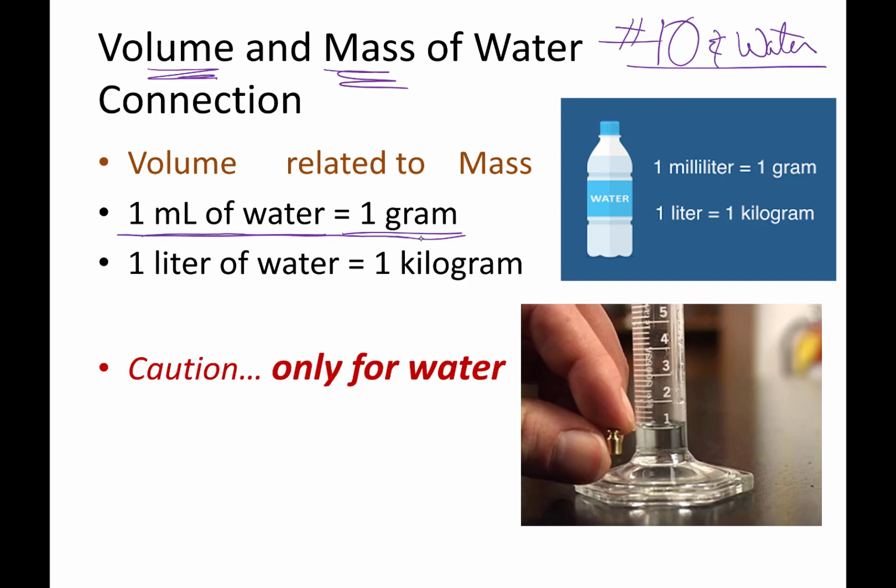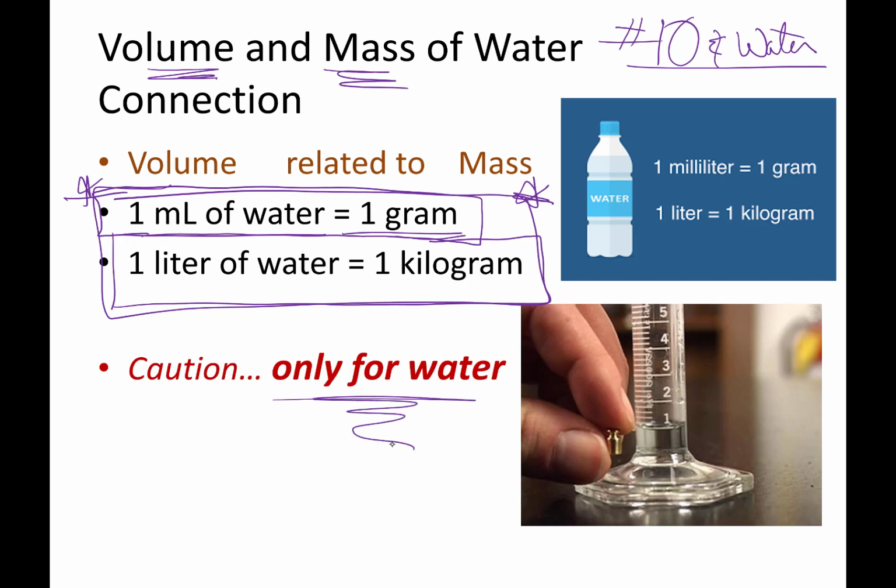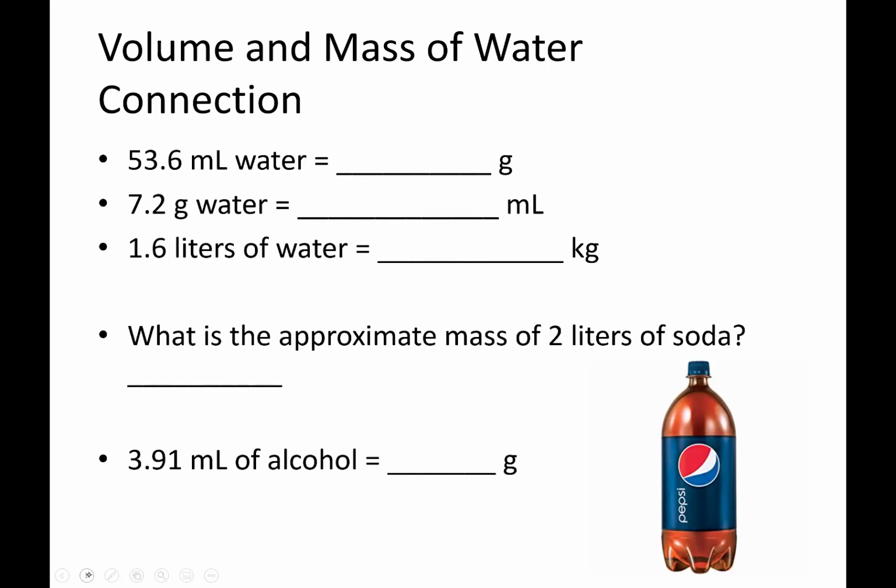So 1 milliliter of water has a mass of 1 gram, and 1 liter of water has a mass of 1 kilogram. Put a box around this, put a star by this. These are very important pieces of information that I'm going to ask you to know, but make sure that you understand this is only true for water, not true for any other compound. But it's very, very handy in lots of different applications. So let's see if we can use it.